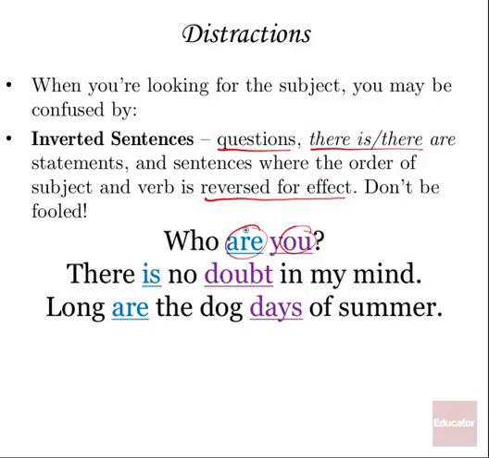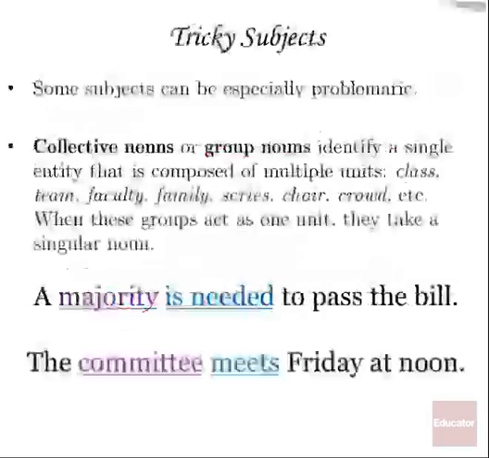There is no doubt in my mind. Doubt is the subject, and is the verb. You can't say, there are no doubt in my mind. Long are the dog days of summer. Days is the subject, it's plural, so you use the plural verb are, even though the order of the sentence is inverted for dramatic effect.